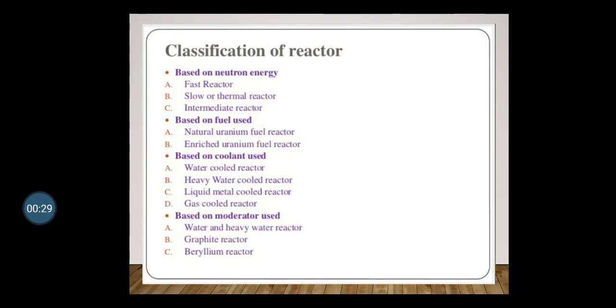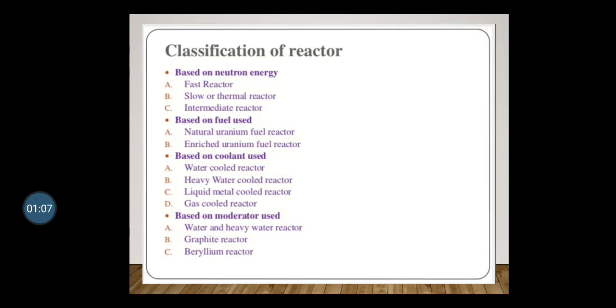The topic of today's lecture is classification of nuclear reactor. The nuclear reactor is classified on the basis of neutron energy. That is, first one is a fast reactor, second one is a slow or thermal reactor, third one is an intermediate reactor. The nuclear reactor is also classified on the basis of fuel used, that is natural uranium fuel reactor, and second, the enriched uranium fuel reactor.